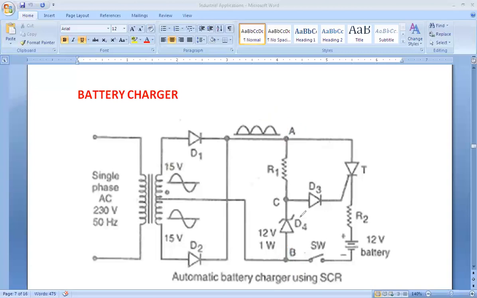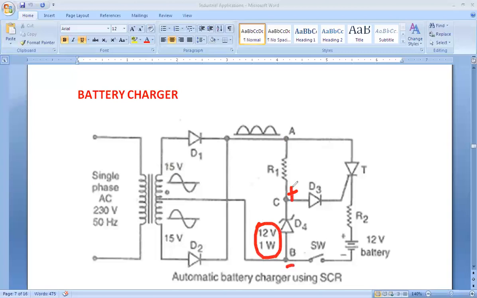Now what is the role of the Zener diode? Depending upon the voltage rating of the Zener diode, it maintains or stabilizes the rated voltage. So if this is a 12 volt Zener diode, then its role is to maintain 12 volt across these two terminals, C and B.